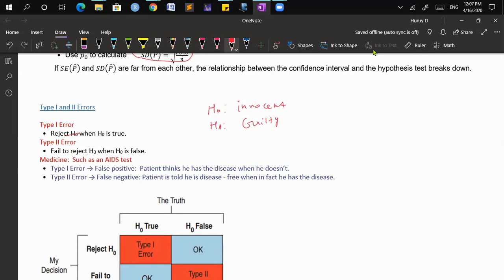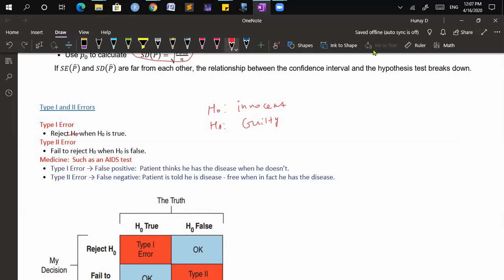Okay, so in this case, H naught is true. In fact, the person is innocent. But because of the evidence they collected, whether it was his or something else, the jury was convinced and they convicted him guilty. So in this case, they are committing type 1 error, because they reject H naught. They're not accepting the person's innocence. They're rejecting that one, even though the person is innocent.